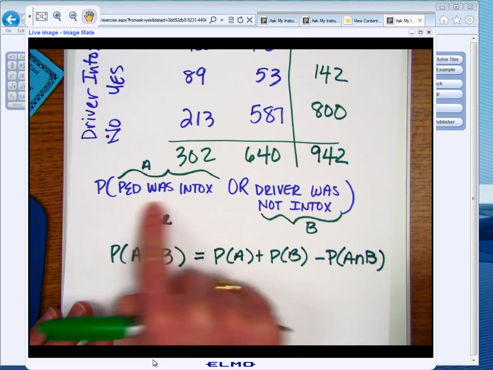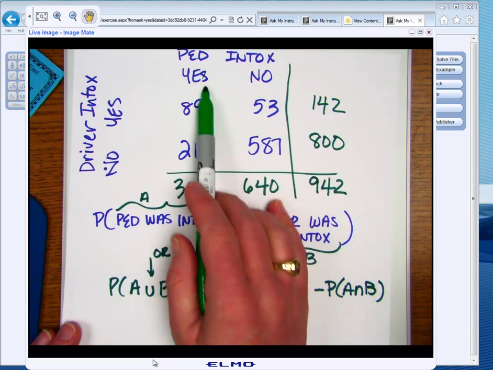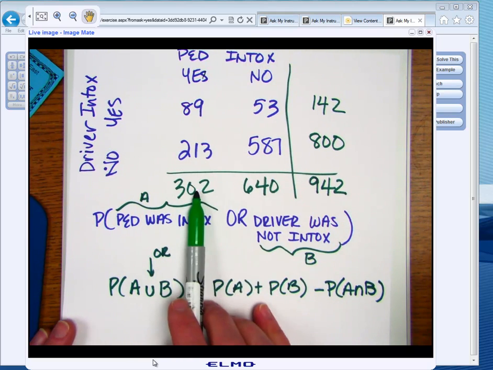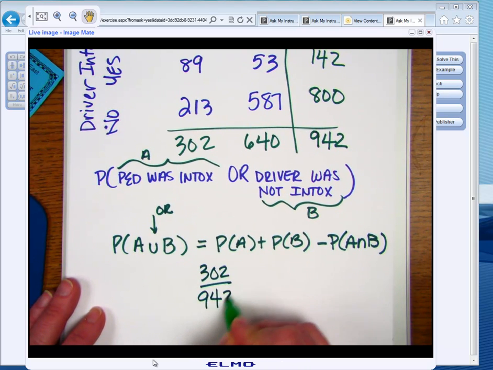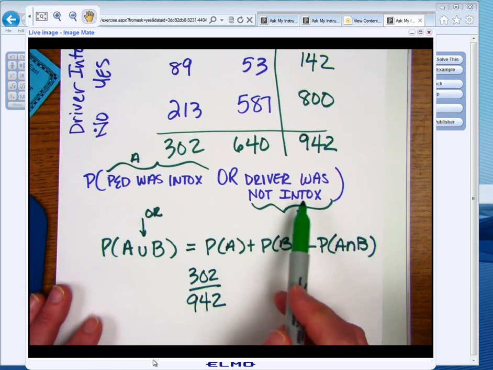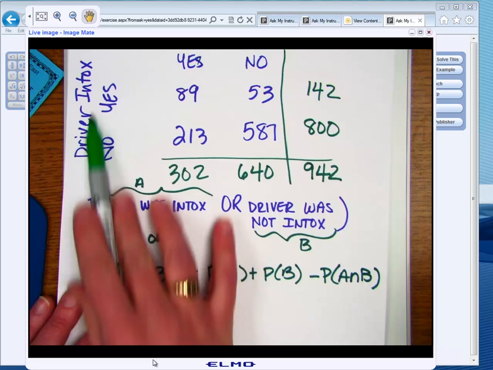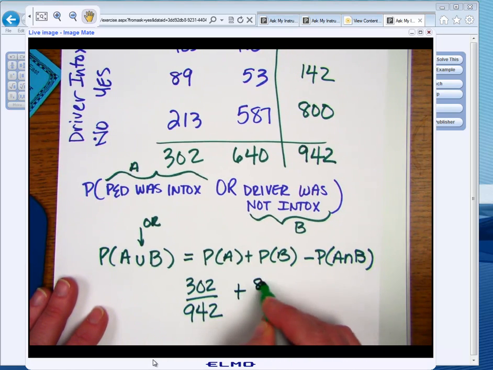Probability of A, or the pedestrian was intoxicated. Here we have pedestrian, and here we have intoxicated, so it's going to be a total of 302 out of 942. The probability of B, or that the driver was not intoxicated. Here we have driver, not intoxicated. We're going to look for that total, 800 over 942.